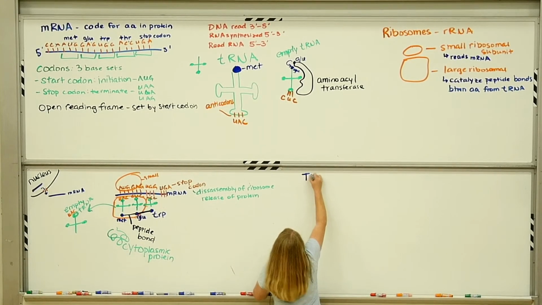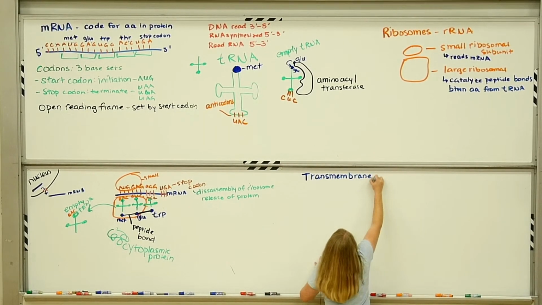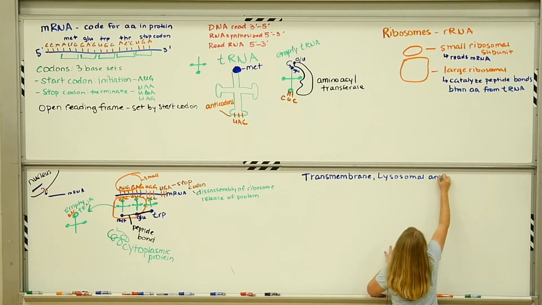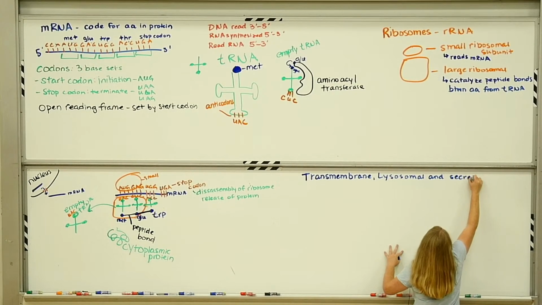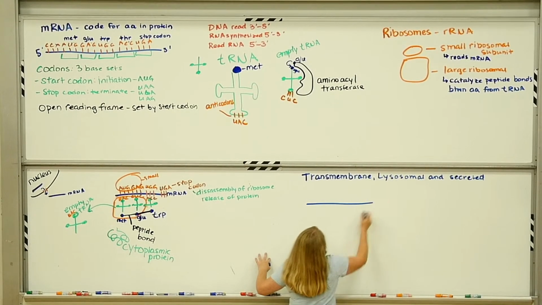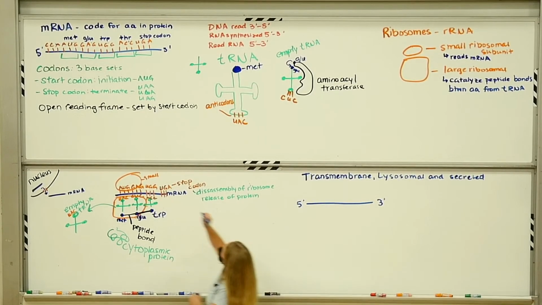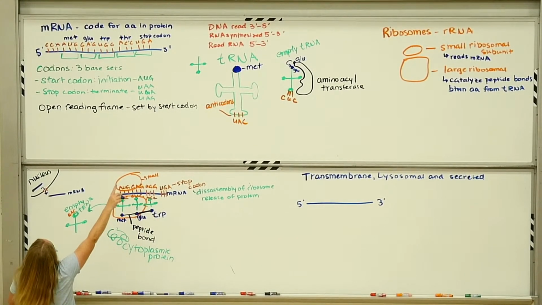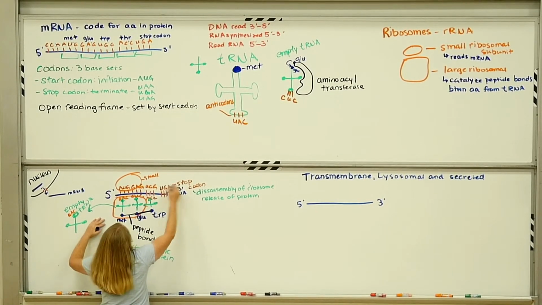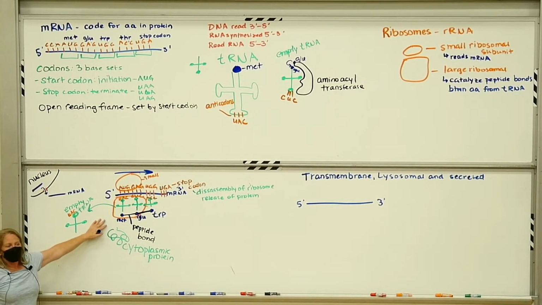Transmembrane, lysosomal, and secreted. You send your edited mRNA out. I know we said we read 5' to 3', but I didn't point it out here. This would have to be your 5' end. This is your 3' end. This ribosome will move towards the 3' end as it reads. Okay, just to be clear.